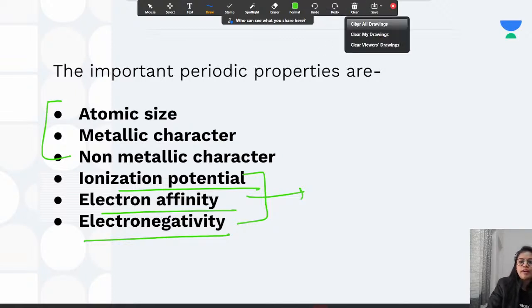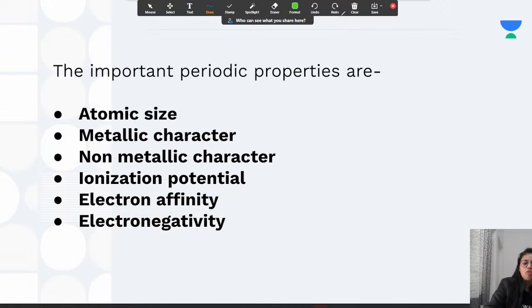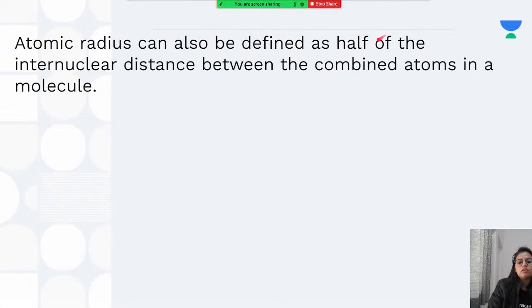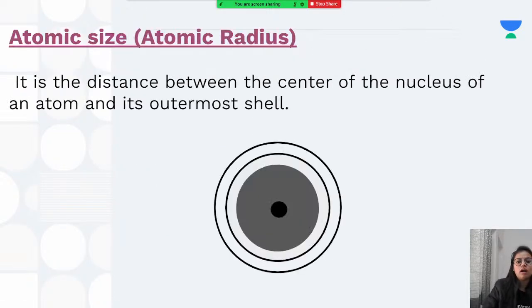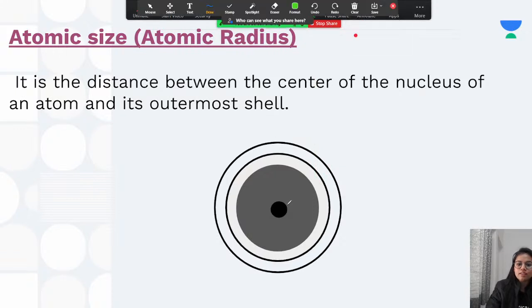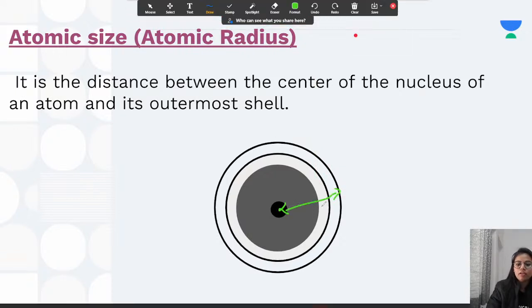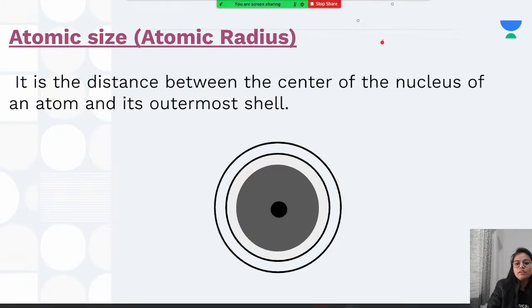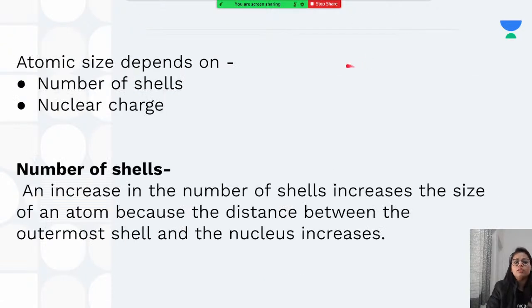So first of all, what is meant by atomic size? It is the distance between the center of the nucleus of an atom and the outermost shell. So in this case, the atomic size will be till here. Now as I told you, the atomic size depends on how many shells the atom has and what is the nuclear charge.